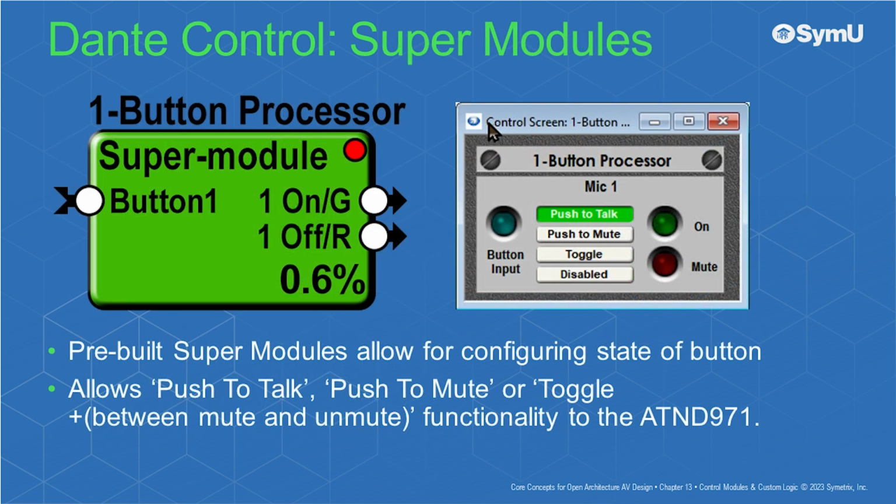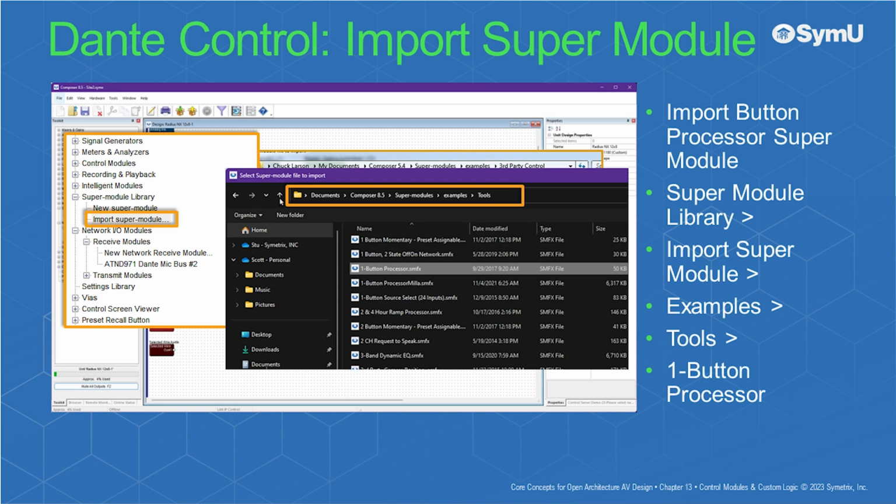There are supermodules pre-built that allow for configuring the state of a button, such as the one-button processor. This allows for push-to-talk, push-to-mute or toggle functionality to the AT-ND971. Import the one-button processor supermodule under Supermodule Library, import supermodule, examples, tools, one-button processor.